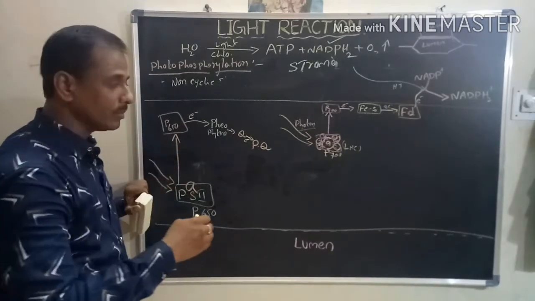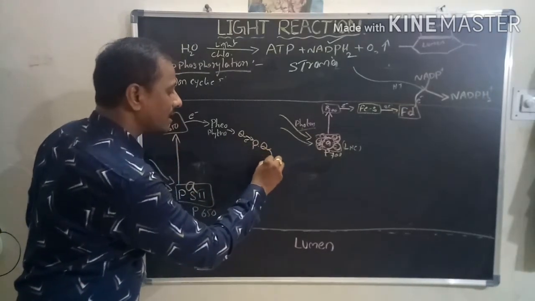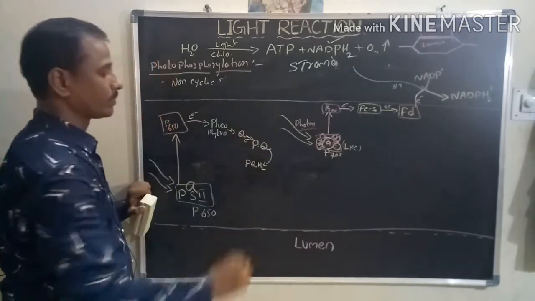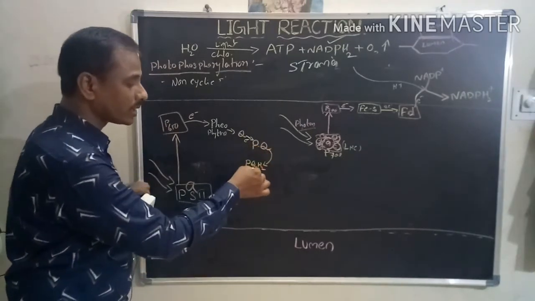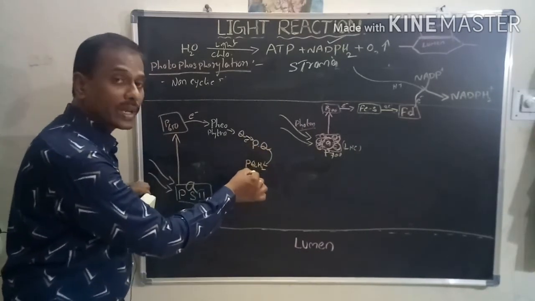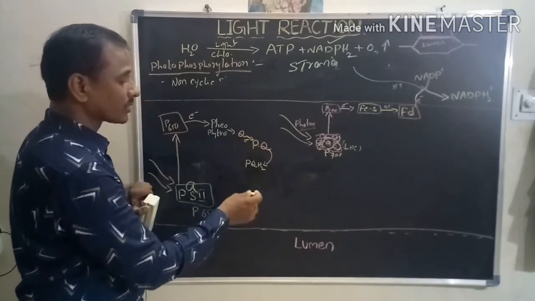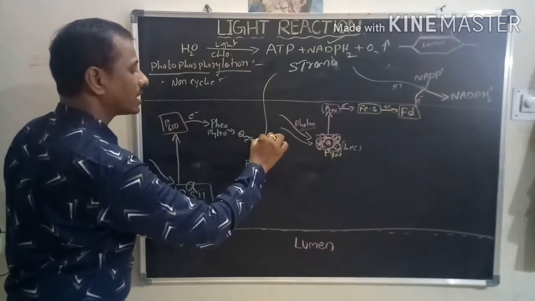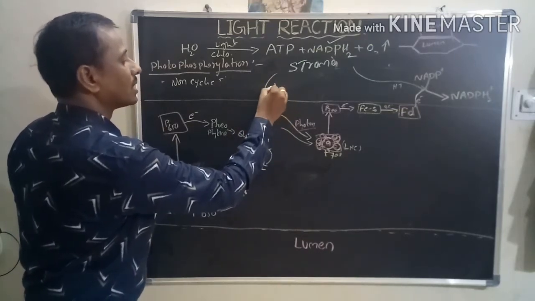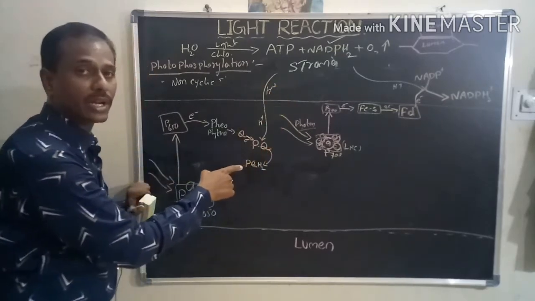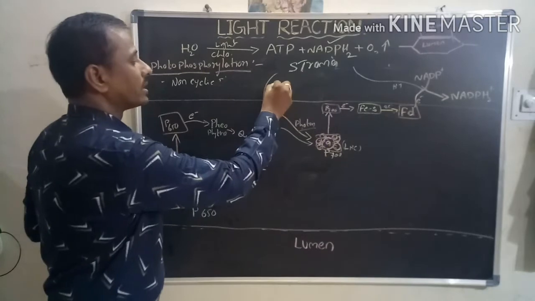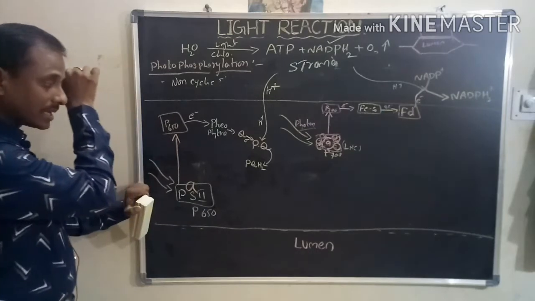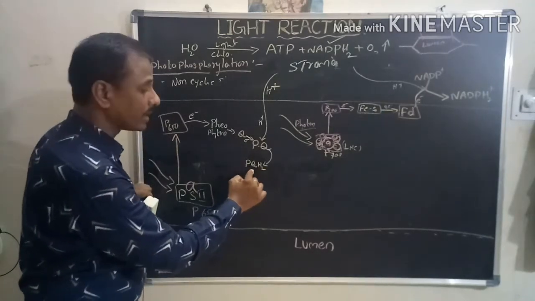Then plastoquinone receives the electron from the quinone, it goes through reduction and forms quinol, PQH2. Plastoquinone is converted into the quinol. So it receives the electron and goes through reduction, and it receives the protons from the stroma. H plus ions are essential here for the reduction of the plastoquinone, so the H plus ions are transported from the stroma to plastoquinone. Then it is converted into plastoquinol, PQH2.